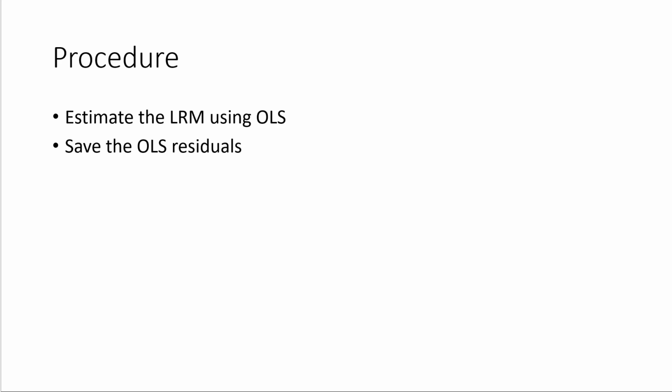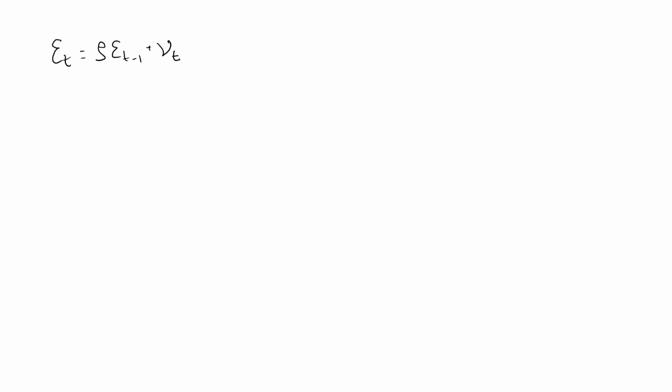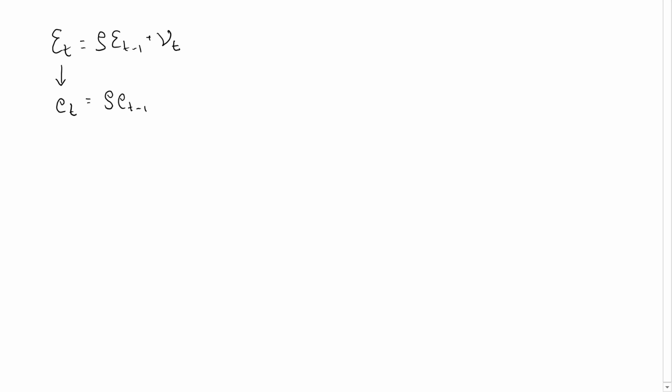Remember that the goal is to estimate rho and to figure out if that is significantly different from 0, where rho is the parameter in this AR(1) process. So we don't know epsilon, we've done the OLS regression, so we have residuals. If I replace epsilon_t with e_t, it says e_t equals rho e_(t-1) plus nu_t, and I have a regression that I can actually run. We call such a regression an auxiliary regression, as it helps us to estimate an important parameter of the model.